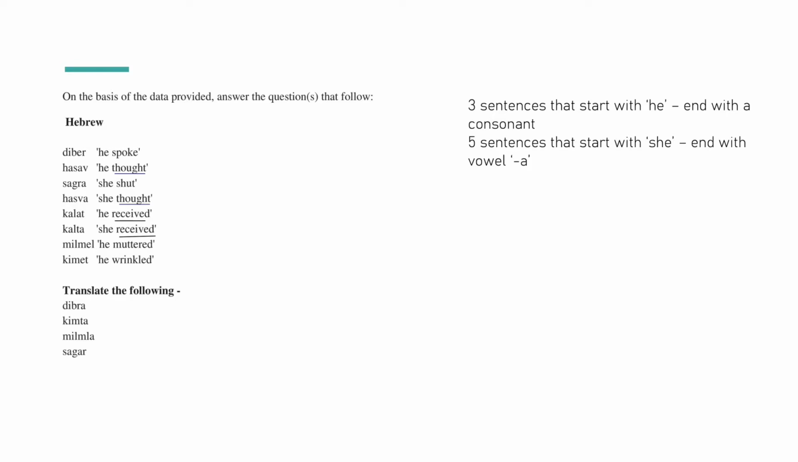As you see on the right, it can be observed that I actually switch this around. There are 5 sentences that start with she, they end with a consonant, and 3 sentences that start with she, they end with a vowel A. You can just look at it and figure out. You have to take a very observant mood when you're coming to tackle these questions.